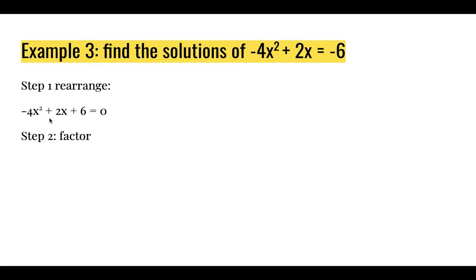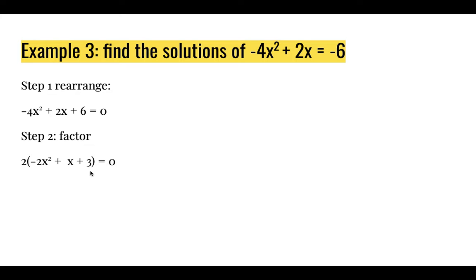Remember to look for a greatest common factor that you can take out of each term. So you could take a 2 out of each of these terms, which means this becomes negative 2x squared, this becomes x, and this becomes 3. And now you have a somewhat simpler equation to factor.